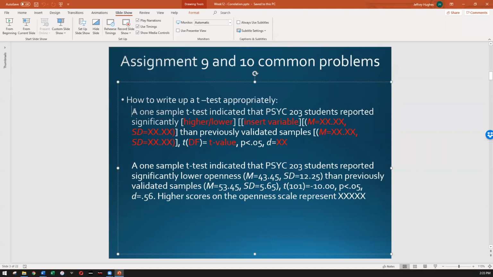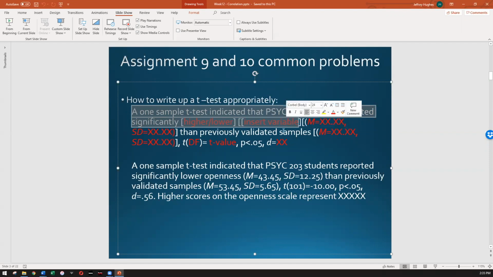So a one sample t-test indicated that Psych 203 students reported significantly... and then this is where you mention, is it higher or lower? And whatever variable you're doing. Should also mention that the words in red are things that you need to input with your own data. The things in white should pretty much stay the same.